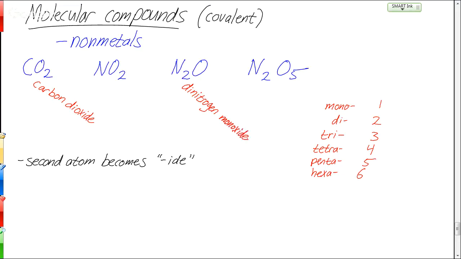Now, some of you might also recognize that as nitrous oxide, that's sort of its older common name. But the official way to name this using these rules would be dinitrogen monoxide. And what about N2O5? N2O5 or NO2? Dinitrogen pentoxide, yeah.